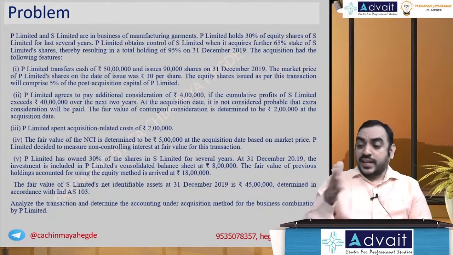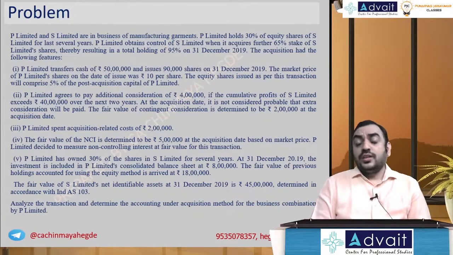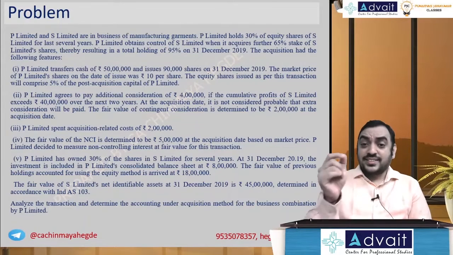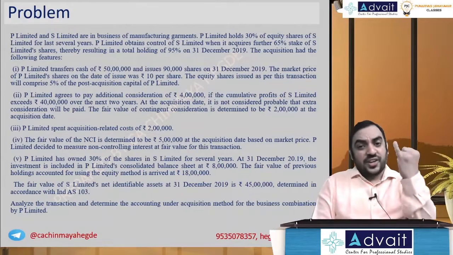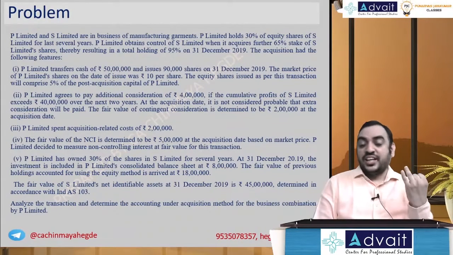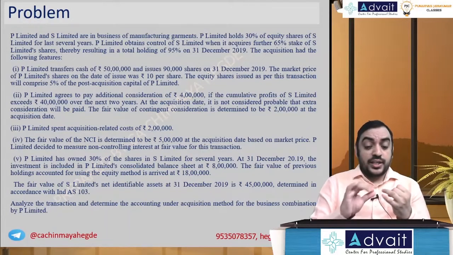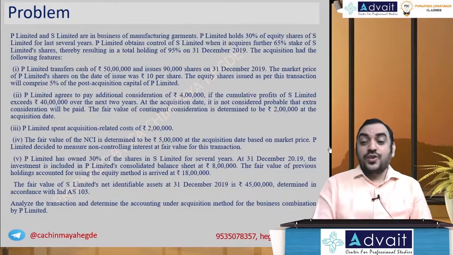You got the control in the second acquisition. So on the second acquisition, you are going to do the consolidation, recognize goodwill, if any. How will you recognize goodwill? Purchase consideration minus fair value of net identifiable assets. But not only purchase consideration plus NCI.